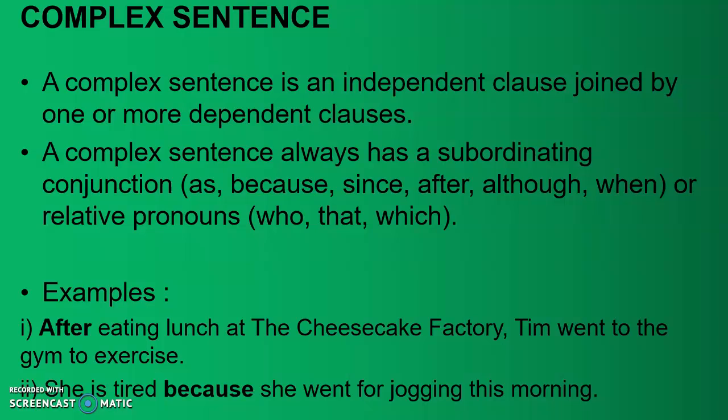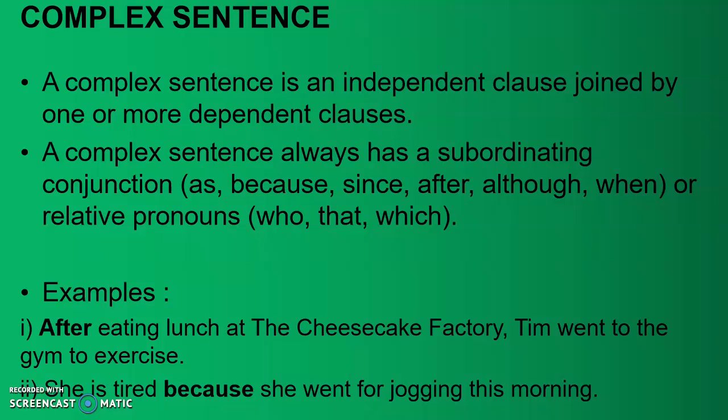However, a complex sentence consists of one independent clause, which can stand on its own, and one or more dependent clauses, which cannot stand on their own. And this time it is not going to use the FANBOYS anymore. There is a different set of conjunctions which are called subordinating conjunctions.